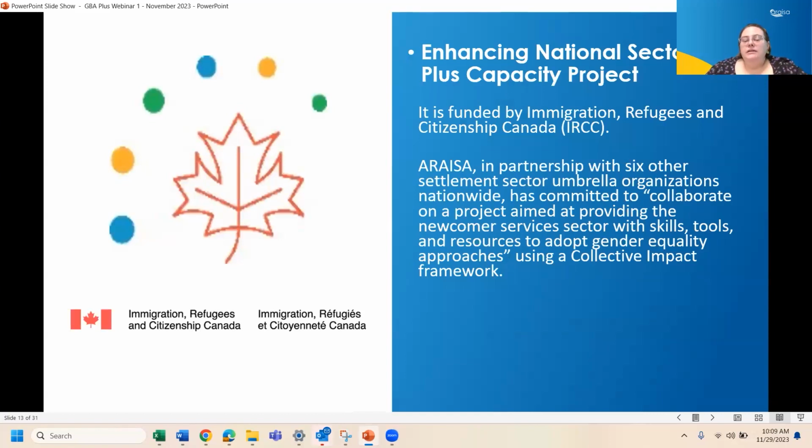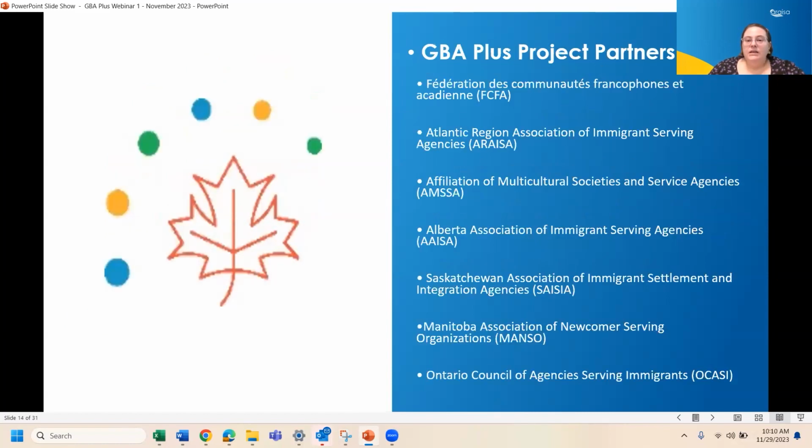So as I mentioned at the outset of the presentation, ERASA is currently participating in a national Enhancing National Sector GBA Plus Capacity project. It's funded by Immigration, Refugees, and Citizenship Canada, and it's being done in partnership with 6 other settlement sector umbrella organizations nationwide. And together, the team has committed to collaborate on a project that's aimed at providing the newcomer services sector with skills, tools, and resources to adopt gender equality approaches using a collective impact framework. So this is just a list of the other partners in the project. As you can see, we've got people based pretty much across the country.